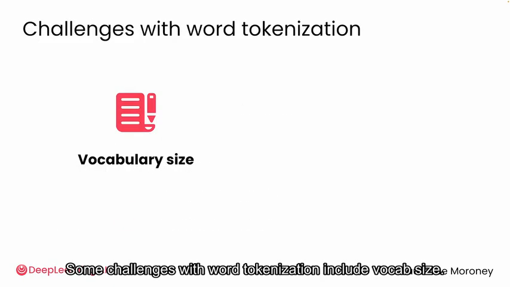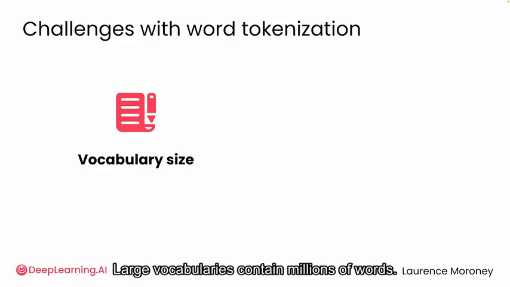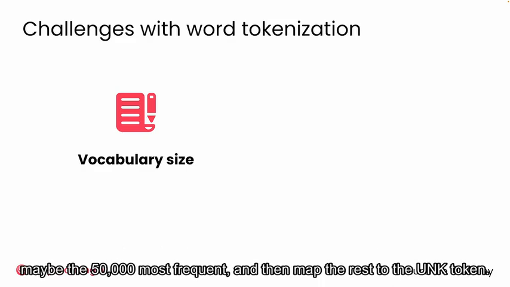Some challenges with word tokenization include vocab size. Should you include every word that you've ever encountered? Large vocabularies contain millions of words. Therefore, a typical solution is to limit the vocabulary to the top number of words, maybe the 50,000 most frequent, and then map the rest to the UNK token.